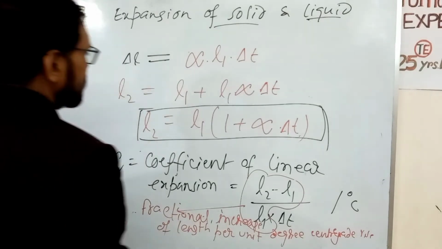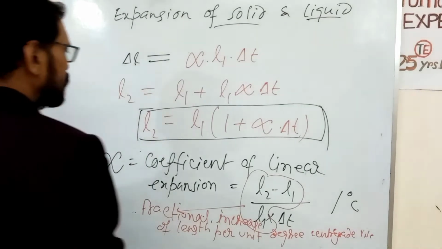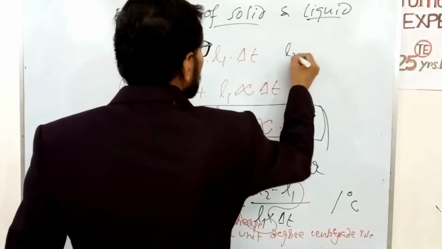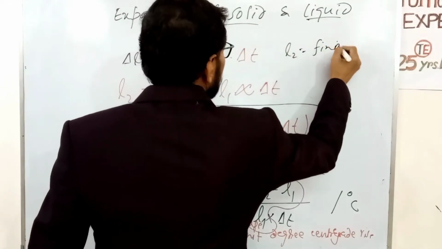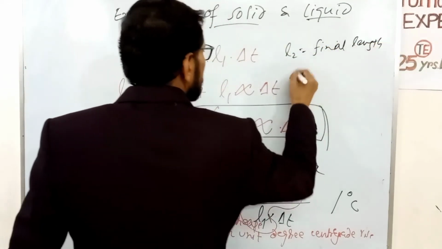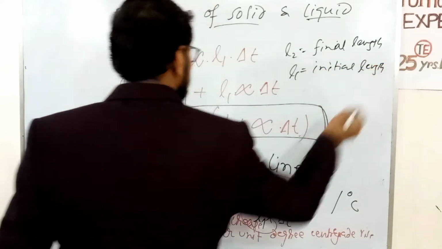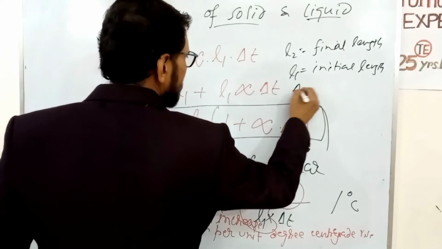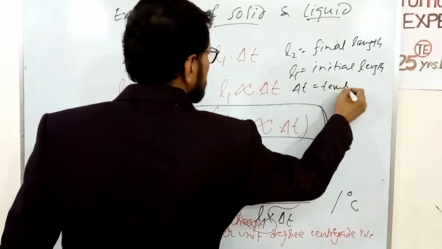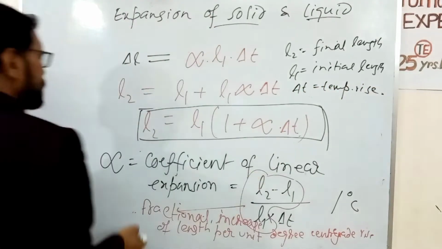So the formula is: L2 is the final length, L1 is the initial length, and del T is the temperature rise.